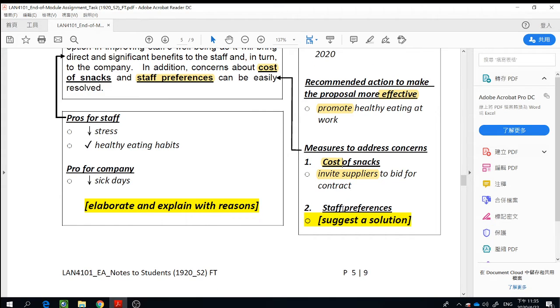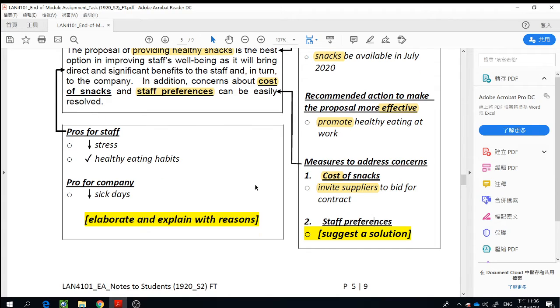And then for the staff preferences, everybody listen carefully. The question is asking you to make your own suggestion. Do not just write down, just suggest a solution. If you have 30 students in your class, you should have 30 different solutions. Think about it: how to convince people to accept this idea when they have different staff preferences. I leave it to you. And then we can move on to talk about the benefits.